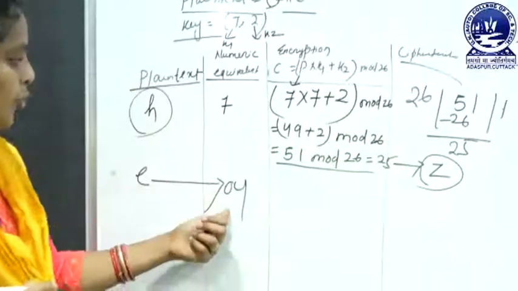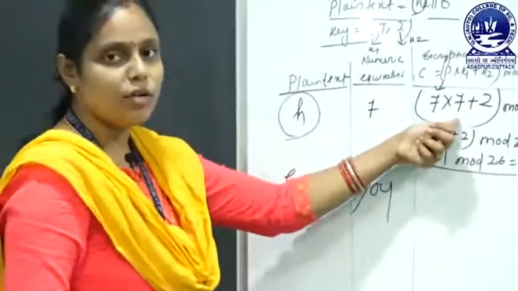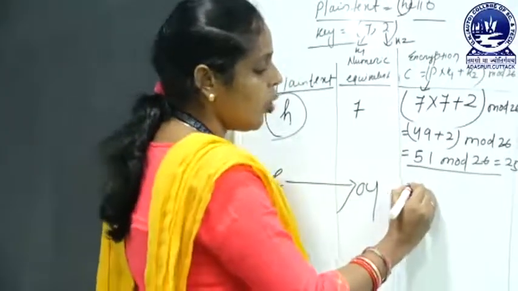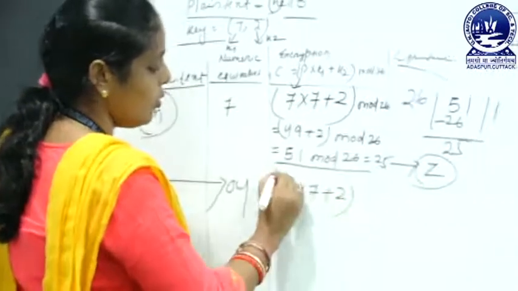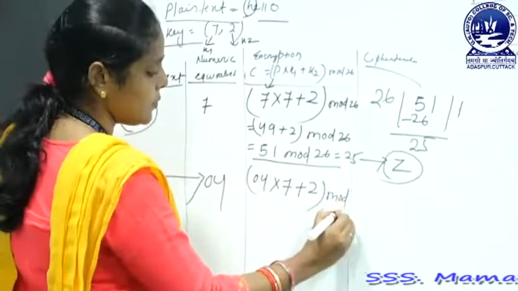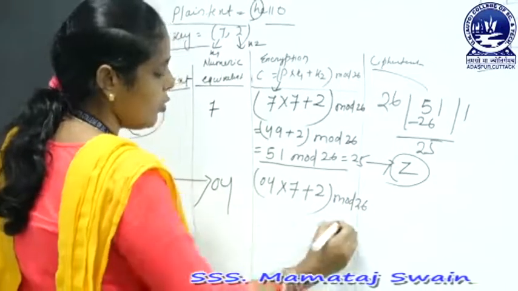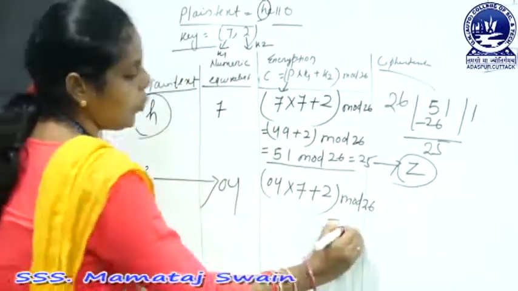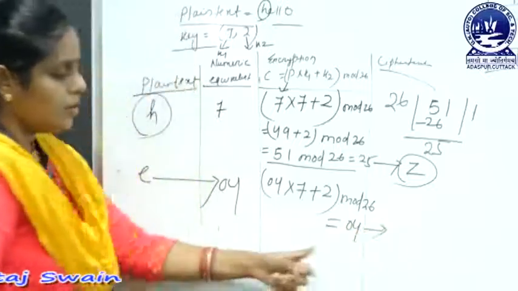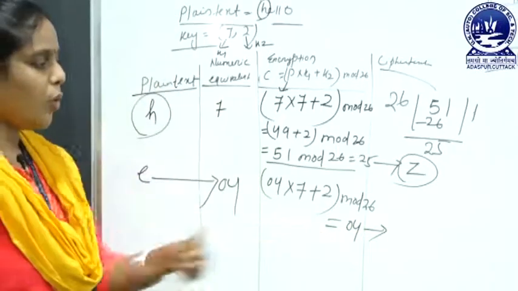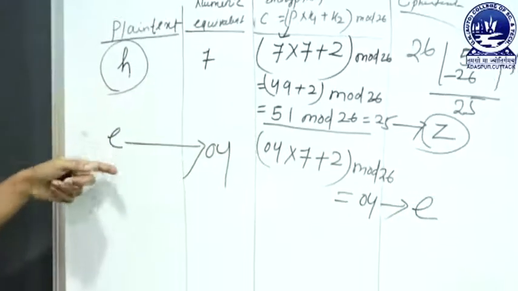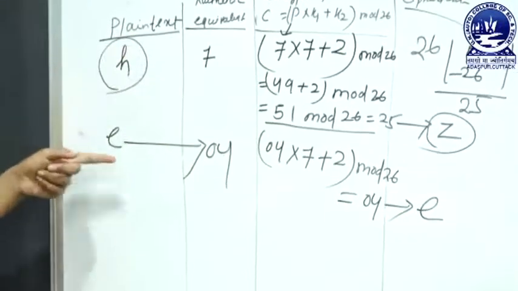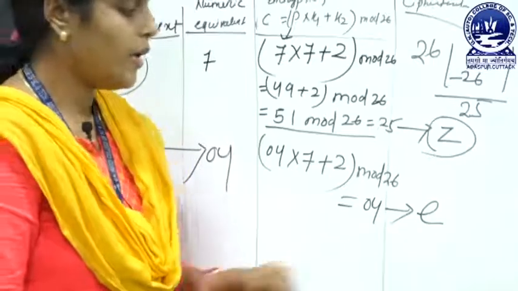Again, you put this value in this algorithm, that means 4 into 7 plus 2 mod 26, which is equal to 4. Here the alphabetic equivalent of 4 is E, which means for the plain text E, the ciphertext is also E.